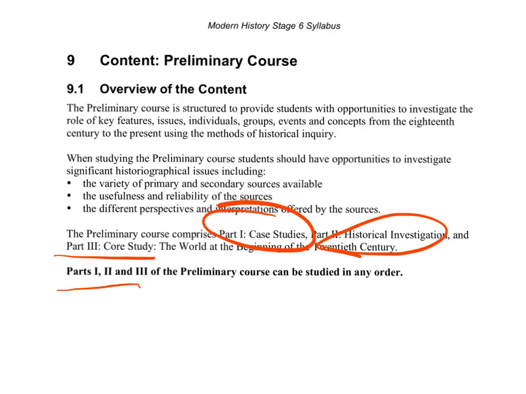Okay, so a couple of things to look at here. First of all, these are the key things that you're looking at: investigating the role of key features, issues, individuals, groups, events, and concepts. So there's going to be this emphasis when we're looking at something, and we'll say, okay, what's the key feature of this period? Or what's the key issue here? Or who's the main individual? Etc., etc., etc. Also, one other thing that we'll be looking at, which hopefully you will understand and be able to talk about, is historiography. Alright, so let's move on and have a look at a couple of the other key issues.